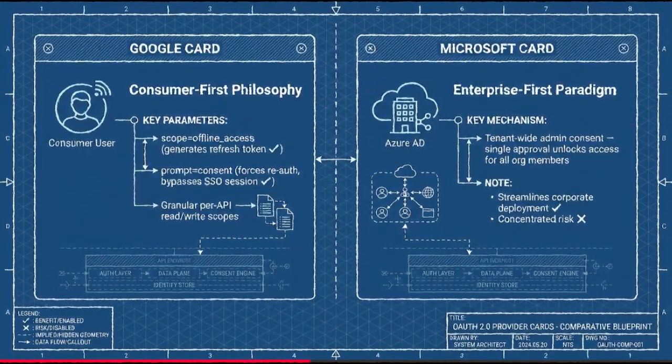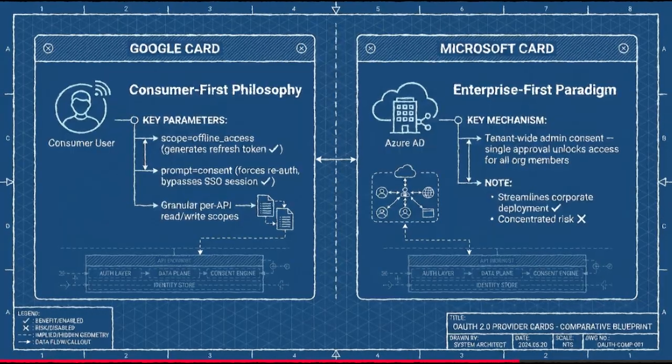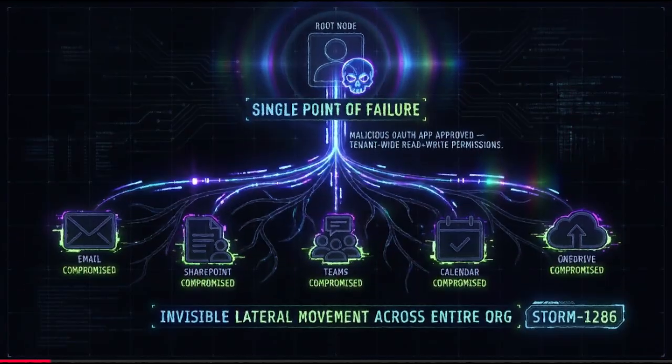Microsoft, on the other hand, utilizes an enterprise-first paradigm. It relies heavily on tenant-wide admin consent. This streamlines deployment for internal corporate tools, but creates concentrated risk profiles. Right, like the Storm-1286 exploit. Exactly. The Storm-1286 exploit specifically targeted Microsoft 365 environments by utilizing these broad admin-consented permissions. An attacker compromises a single administrator, approves a malicious application with tenant-wide read-write permissions, and utilizes that OAuth application for invisible lateral movement across the entire organization's email and SharePoint infrastructure. A single point of failure.